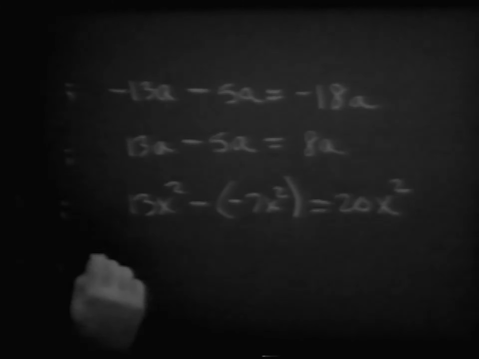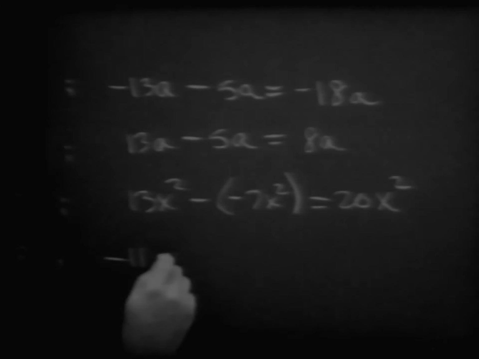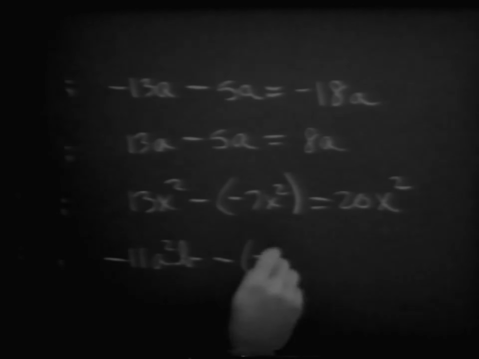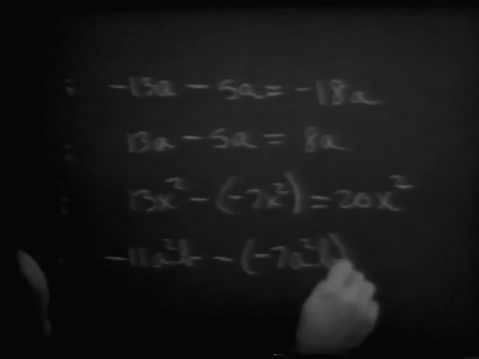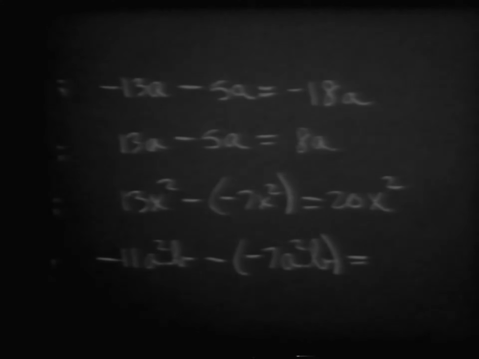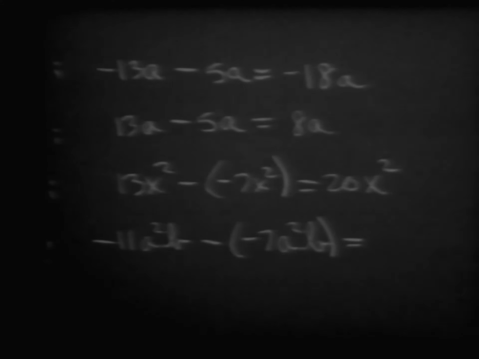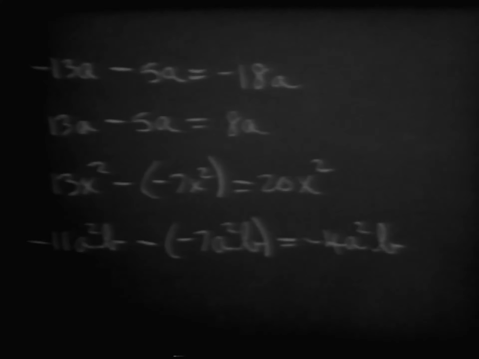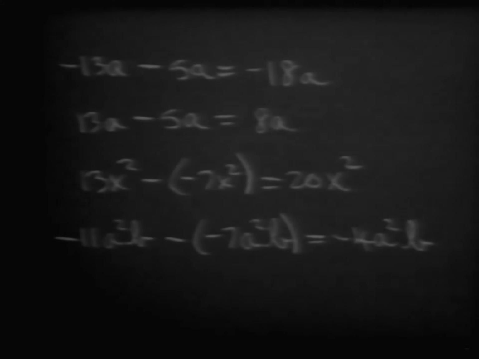Oh, let's talk about, say, negative 11a squared b minus negative 7a squared b. And what may we say that this is equal to? Bob? Negative 4a squared b. Negative 4a squared b. Does everyone agree with that? Okay, Barb? Okay, everyone is convinced of this?